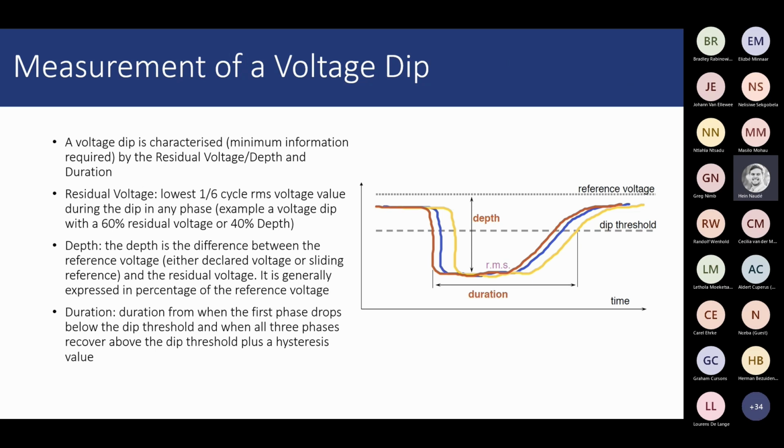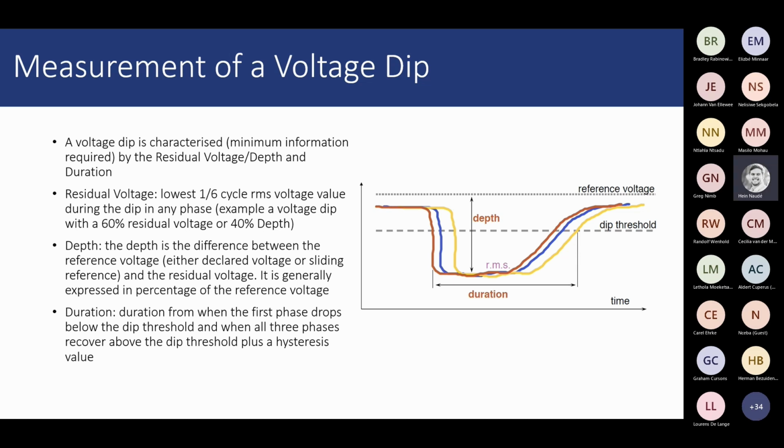Okay, so a voltage dip is characterized, and the minimum information that's required is the residual voltage or the depth of a dip and the duration. Now the residual voltage is the lowest 1/6 cycle RMS voltage value during the dip in any phase. So if you look at this, the residual voltage will be the lowest voltage in any one of the 3 phases. And the depth is the difference between the reference voltage and the residual voltage. So for example, if you have a 60% residual voltage event, then that's a 40% depth if the reference is the 100% nominal voltage.